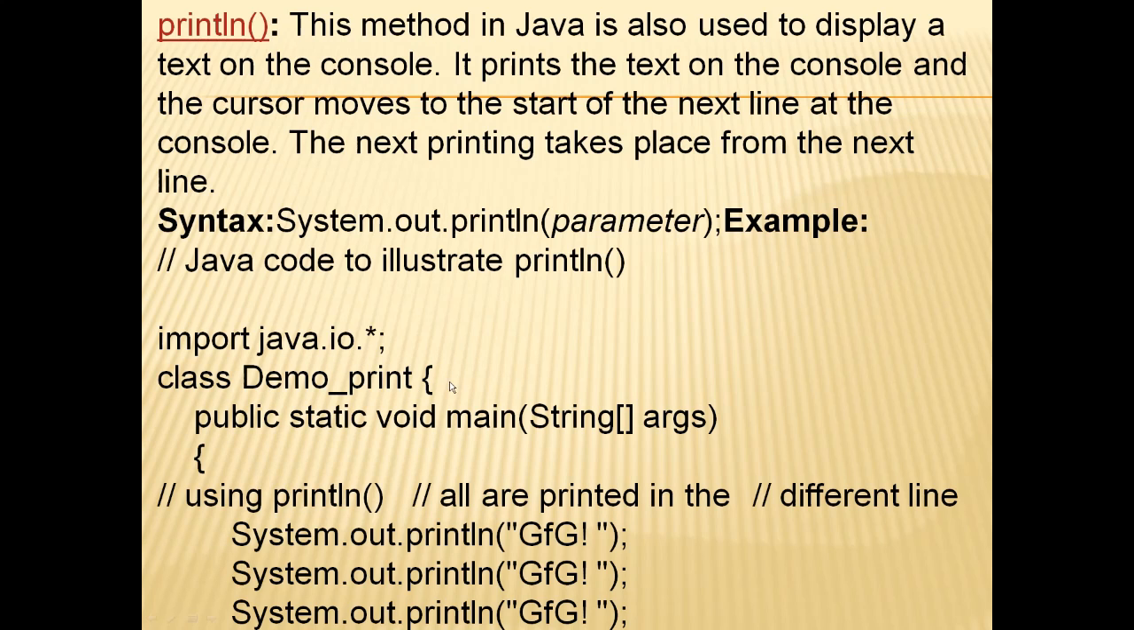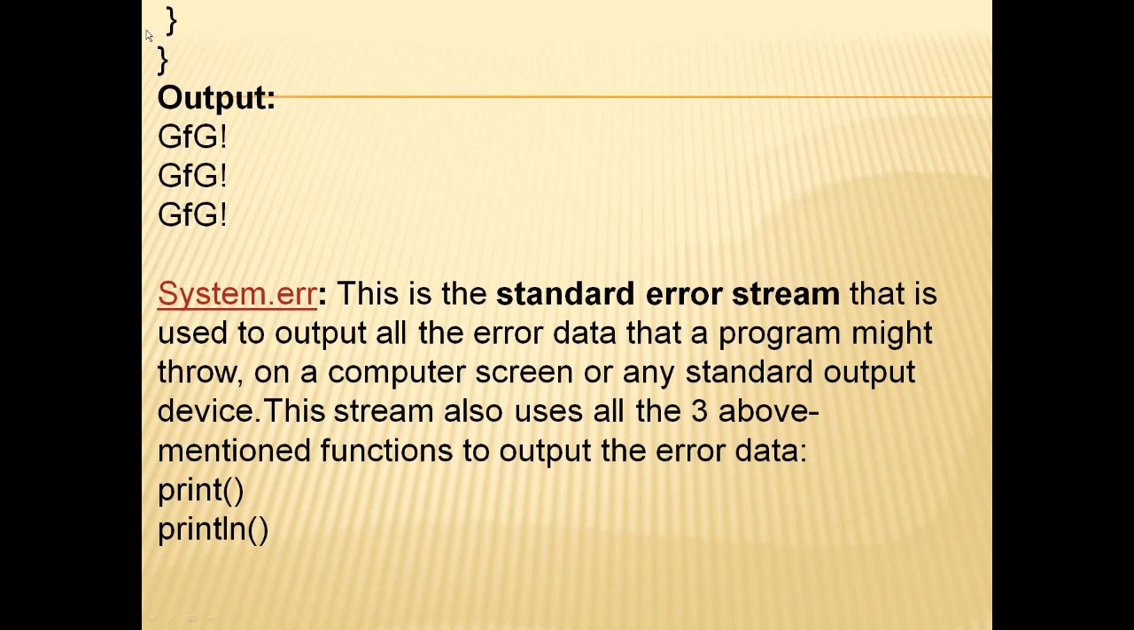Import java.io, class demo, you can say, then curly bracket, public static void main String args, then curly bracket start, using println, all printed in different lines. Now we will write System.out.println. We will not write System.out.print. We will write System.out.println message, System.out.println message, and System.out.println message. Then we will close the brackets 2 times because we have opened curly brackets 2 times. Now the output will come in the next line. It will not come in the same line. It will come in the next line because we have used println in place of print.